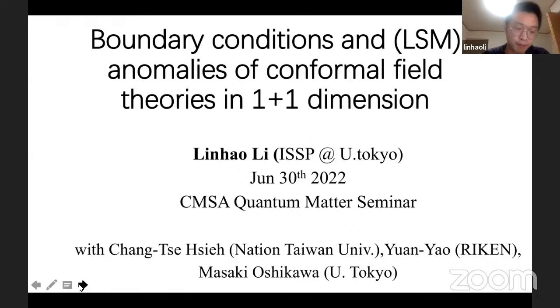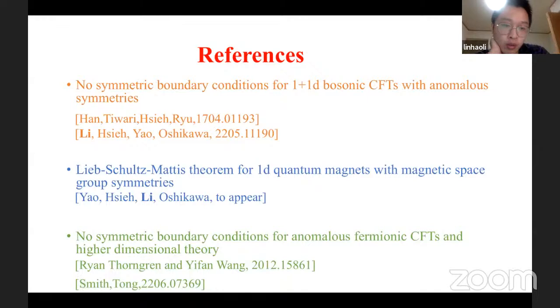Before I start, let me mention a few references which are related to today's talk. The first paper is by Han Tawali, Chang Zhe, and Professor Xinsei Liu. They mainly discuss the relation between symmetric boundary conditions and the anomaly-free condition for bosonic CFTs from the modular invariance of orbifold theory. Motivated by this paper, we studied the same relation, but differently, from the integrability of anomaly theory. Moreover, we also discuss examples with more complex symmetries.